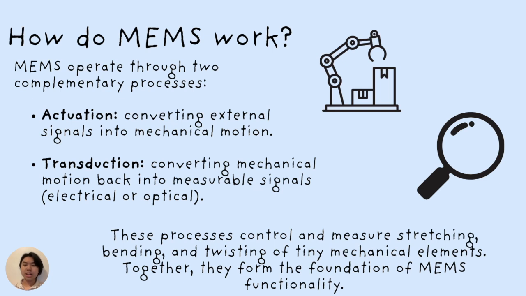It's the process of converting an external signal, whether electrical, optical, or thermal, into physical motion. In other words, actuation is how we push or pull on these miniature structures to make them respond. Transduction is the second half.